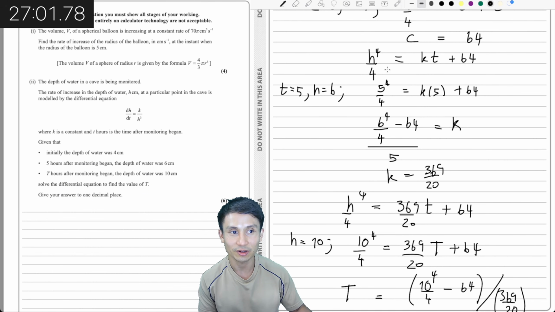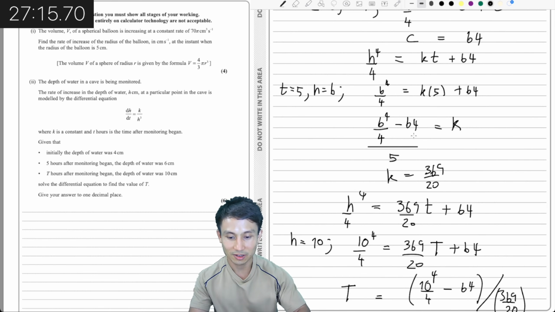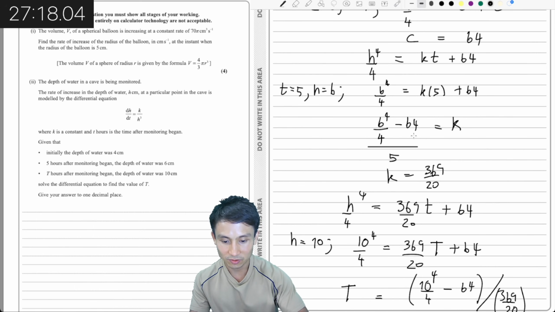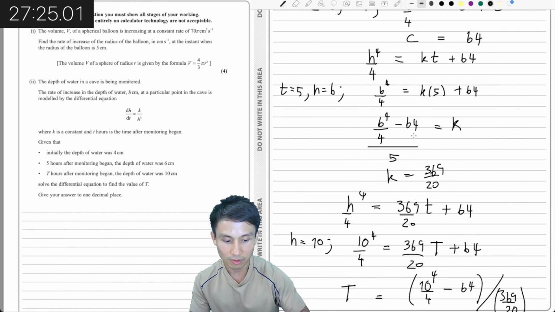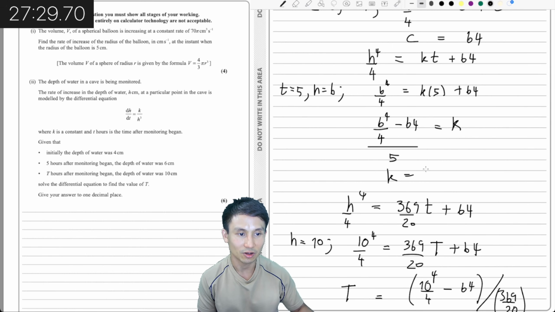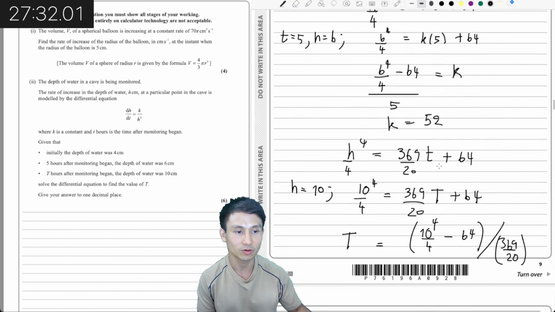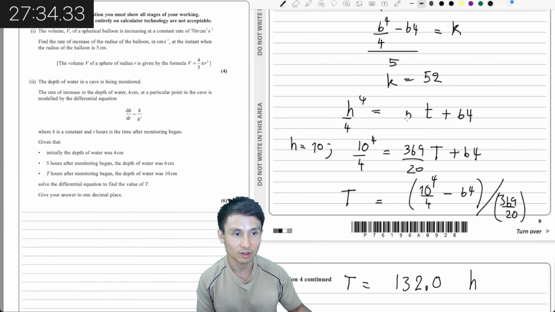6 to the 4, right? But this is fine, I guess. Yeah, it's not 5, it's 4. It's 6. And then k is 5 here. I guess that's right. So minus 64. That's going to take a while now. So 6 to the 4 divided by 4, and then I'm going to minus 64 there, divided by 5. Oh, that looks a lot more promising. 52. So this is 52 instead.